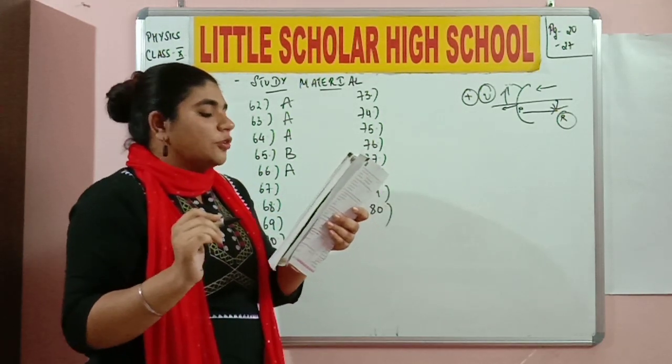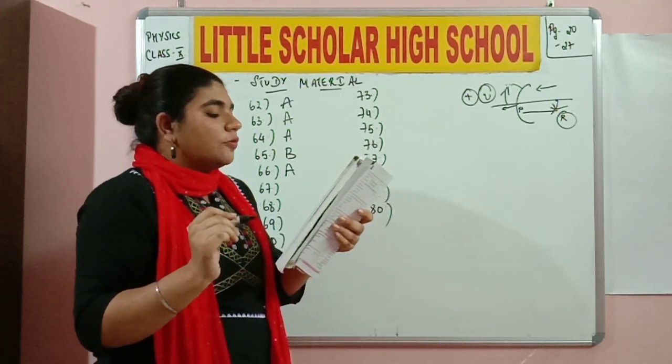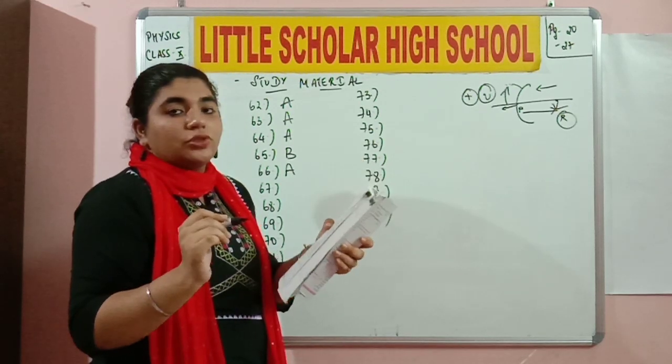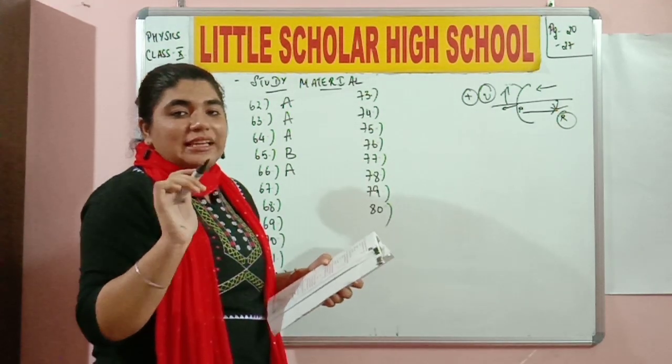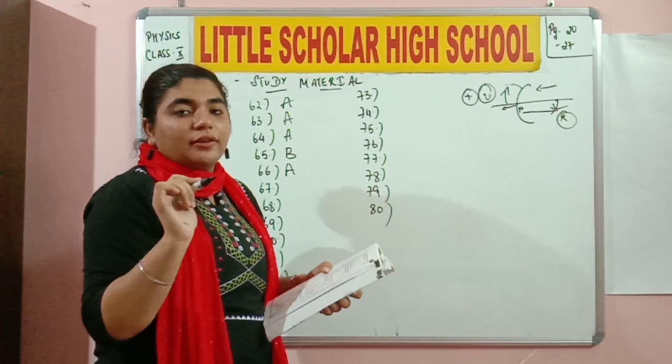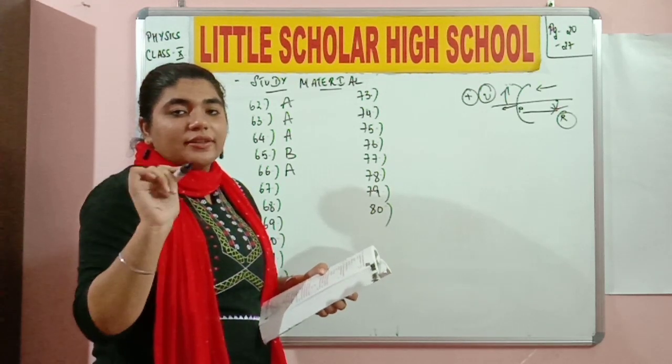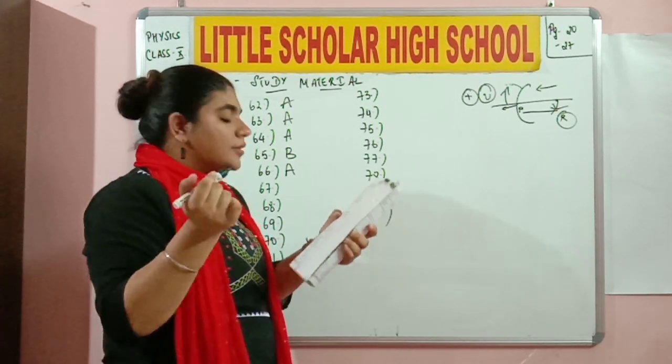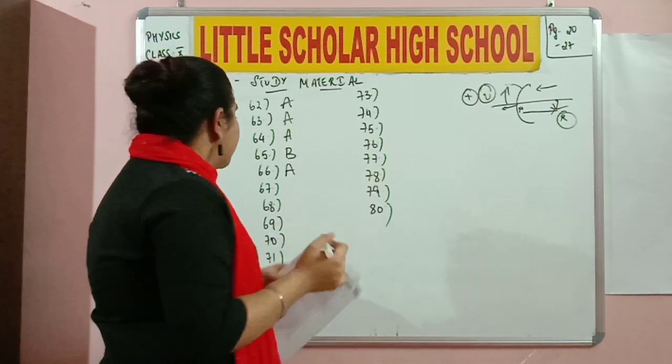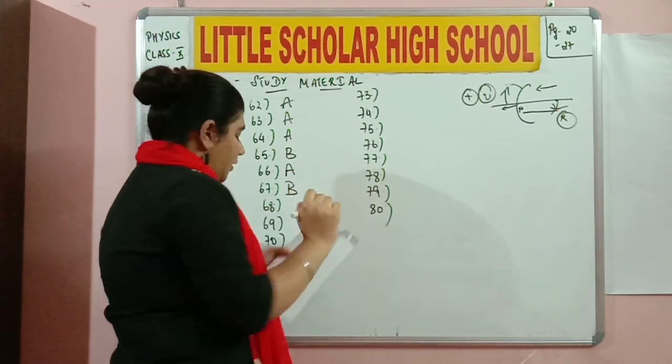The minimum distance of an object from a concave mirror for which the mirror forms a real image. What is the minimum distance? C. Yes or no? What is C then? P to C. That is radius. What is the value of radius? R is equal to 2F. 67th one is option B.